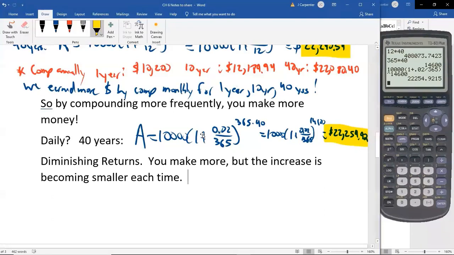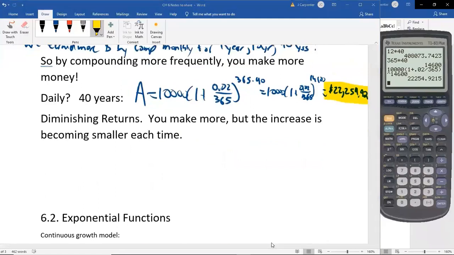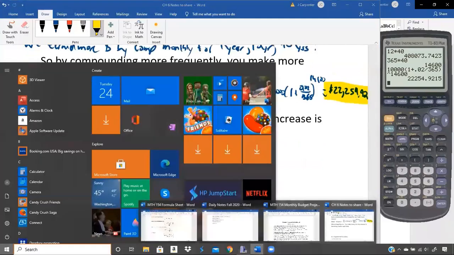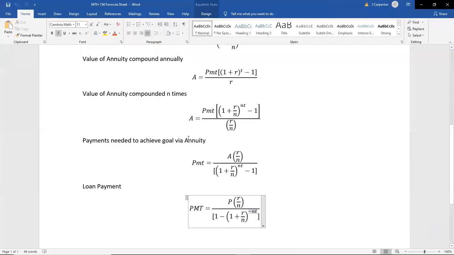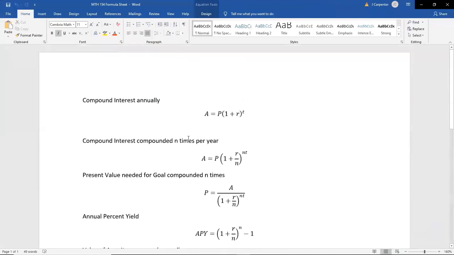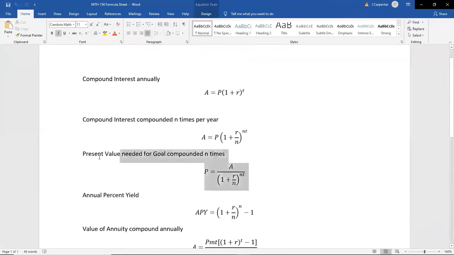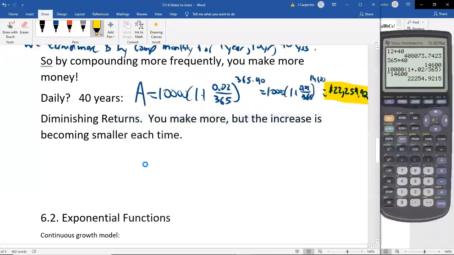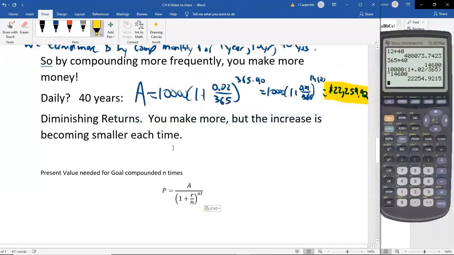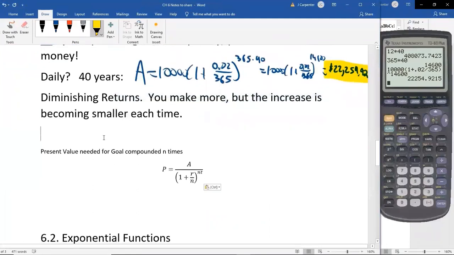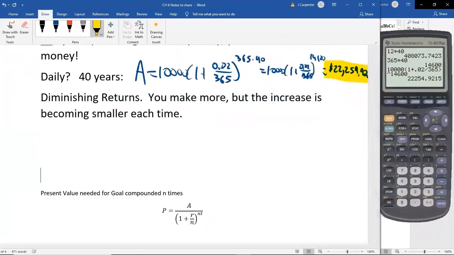All right, so now what I want to do is, I'm actually going to pull back that formula sheet. And I'm going to do this. I'm just going to copy paste because I don't know why it's not on this. There we go. One more formula in 6.1 before we move on.